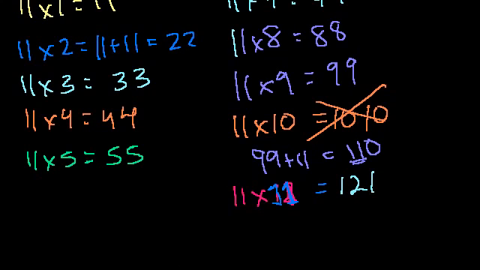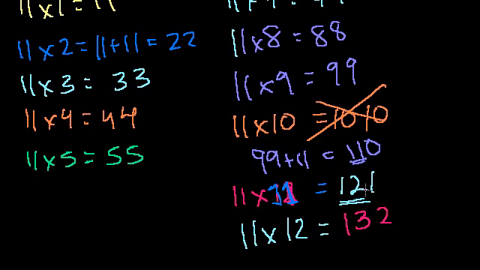And then finally, we're at 11 times 12. We could add 11 to itself 12 times. We could add 12 to itself 11 times. Or we could just say, hey, this is going to be 11 more than 11 times 11. So you add 11 to this. And what do you get? You get 132.